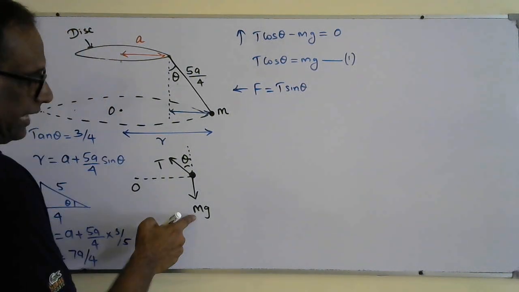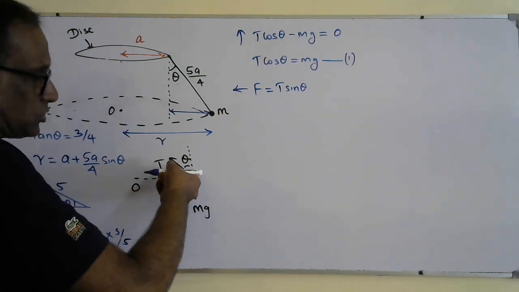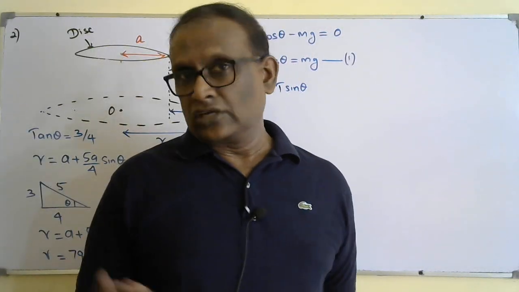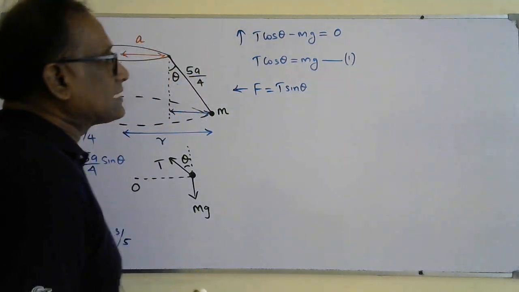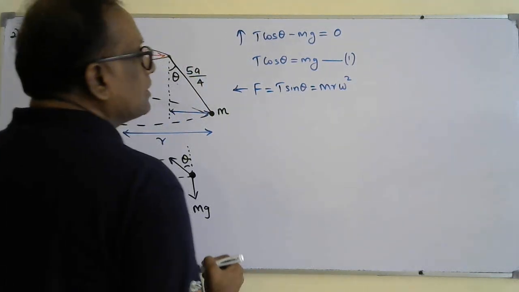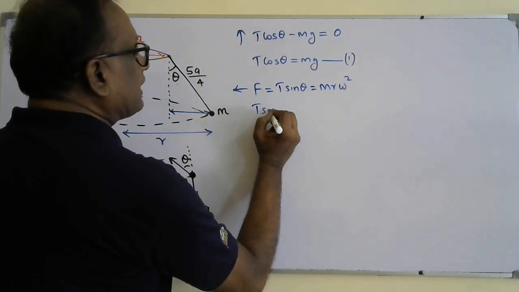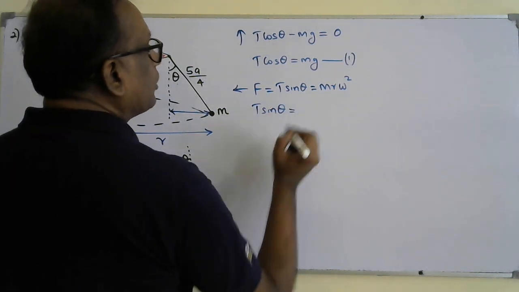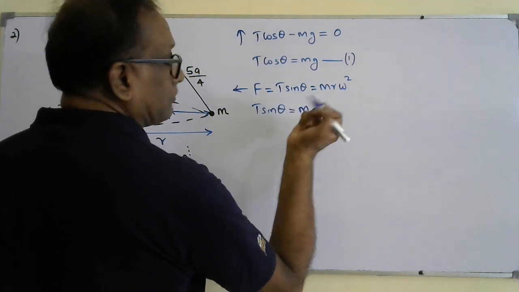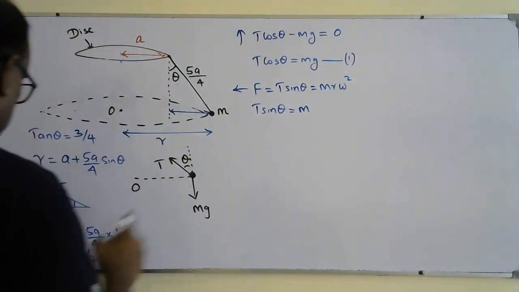T sin theta. Mg is a vertical force that has no horizontal component. You can't resolve a vertical force in the horizontal direction, so the component is equal to 0. T sin theta is equal to mr omega squared. We'll substitute them later. M is not given, but R I can substitute here.